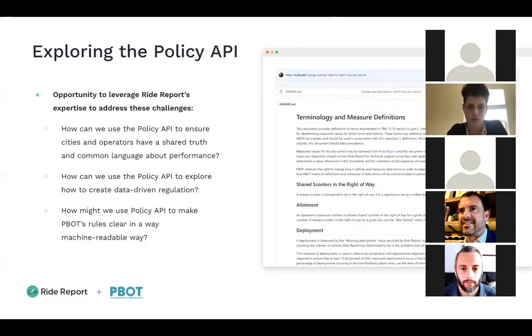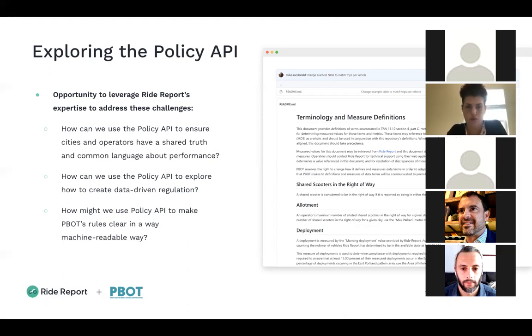So with that in mind, we've really seen the opportunity for the policy API to develop solutions to those challenges. We've been working with Ride Report to try and ensure that cities and operators can have a shared truth and develop a common language about our performance, to create the ability for data-driven regulation, and, as others have suggested, to make sure that our rules are clear in a machine-readable way.